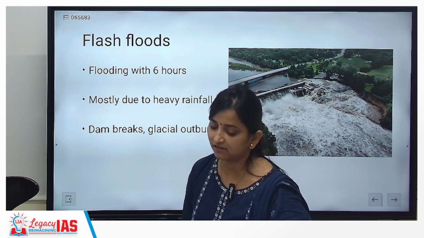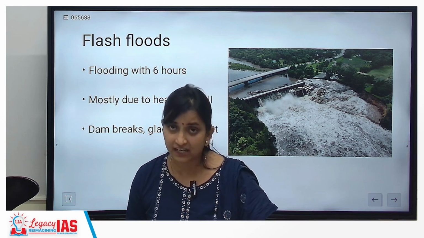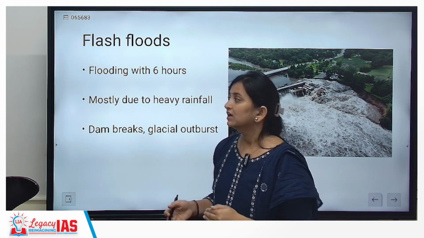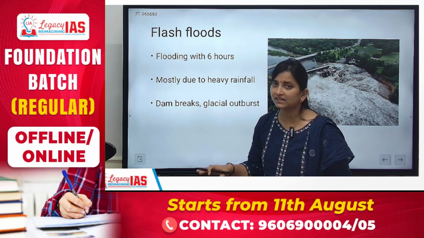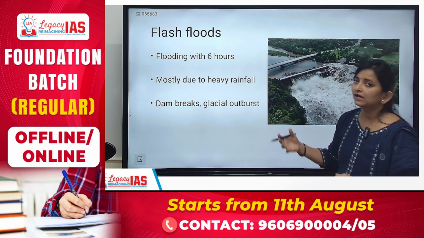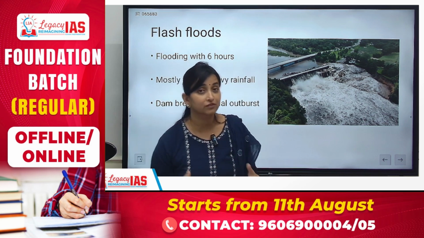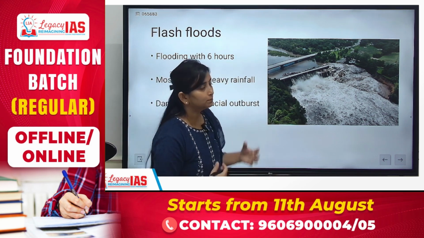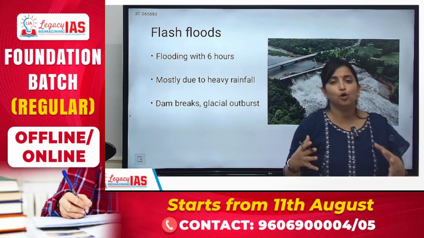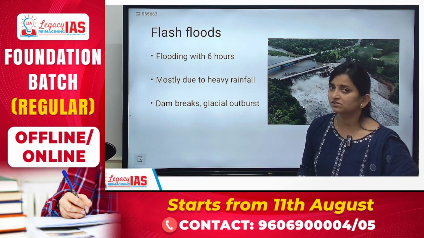So what is a flash flood? A flash flood is mostly because of very heavy rainfall, and the flooding must take place within 6 hours of the rainfall. Within the first 6 hours of rainfall, if the area gets flooded, we call this a flash flood. Or if it is not the rainfall, it can also be taking place because of dam breaks or because of breaking down of glacial lakes, or glacial outburst flood. So this can lead to sudden flow of water in the lower riparian areas, and that can cause flooding.